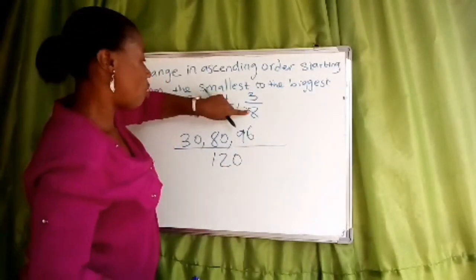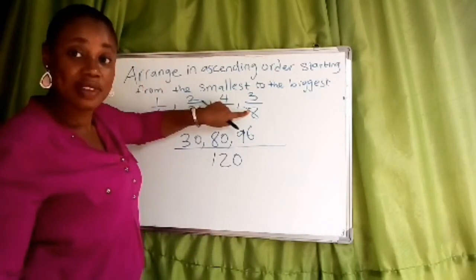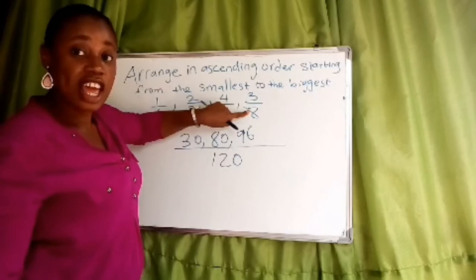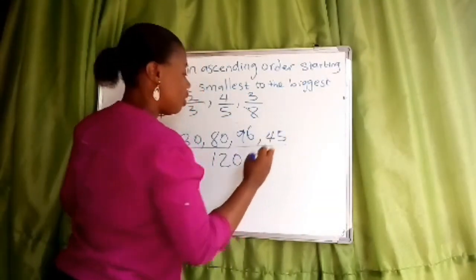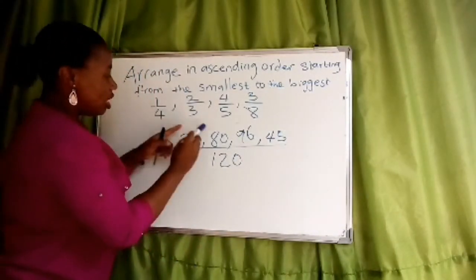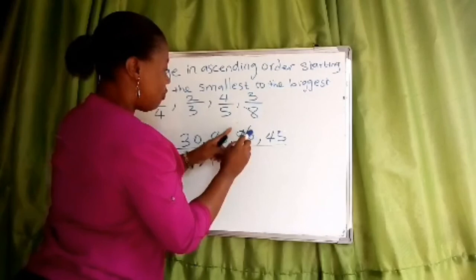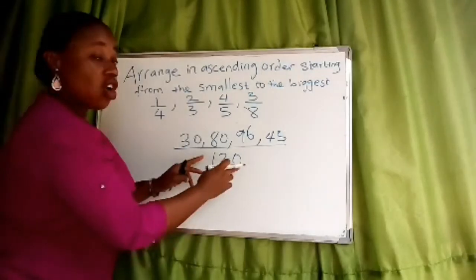We are done with that. We come to the fourth one. 120 divided by 8, that is 15. 15 times 3, that is 45. So we can see this is for the first fraction, this is for the second fraction, this is for the third, and this is for the fourth fraction. All of them have a common denominator.